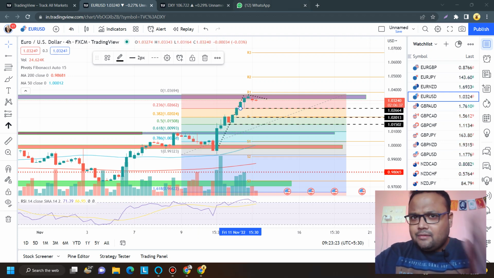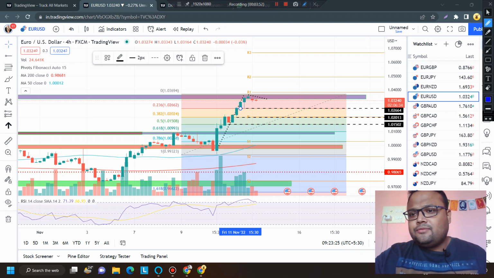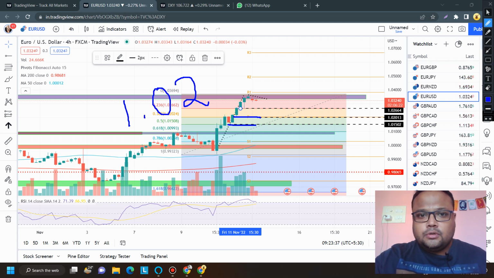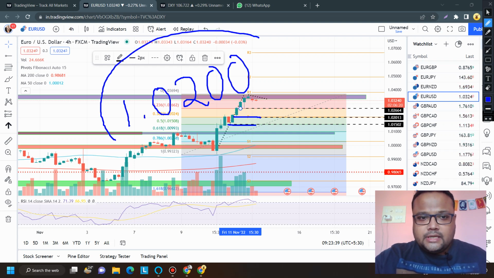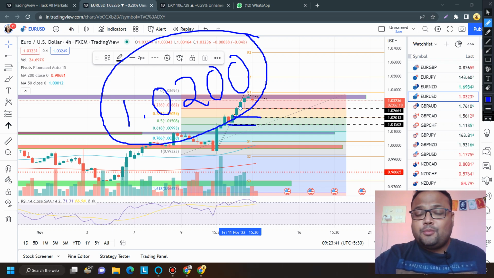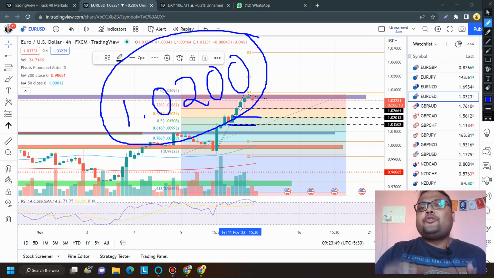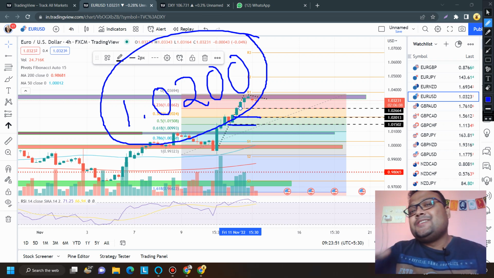So right now our important levels for the day are Fibonacci 38.2 and Fibonacci 50% retracement level. What is the Fibonacci 38.2 level? It's 1.0200. This is our first important support for day trading purposes. Keep in mind, if you're a positional trader or swing trader, then this level is not for you, because your trades last for a couple of days and weeks.